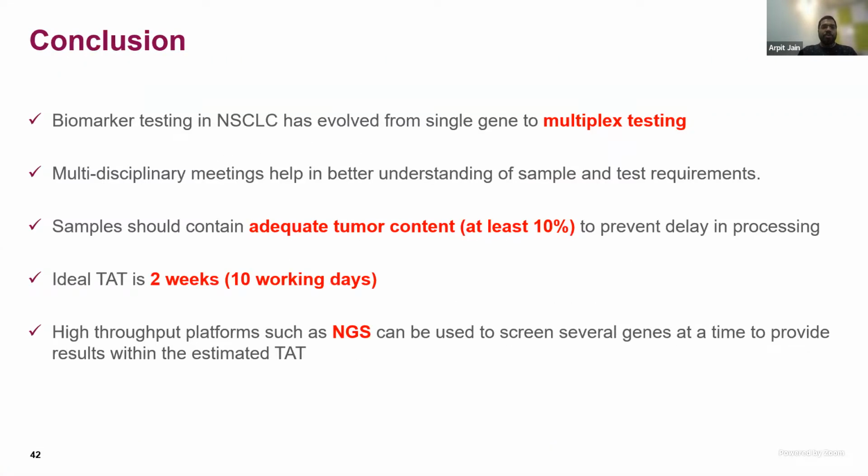So finally, to conclude, we need to offer the patients either the single gene based panel or the multiplexed gene testing methodologies, depending upon the availability and the possibilities also. Then again, it needs to be discussed in the multidisciplinary meetings. Ideally, turnaround time should be limited to 2 weeks only to get all these molecular results. And a high throughput platform like NGS needs to be offered for such patients, and it should be validated also.